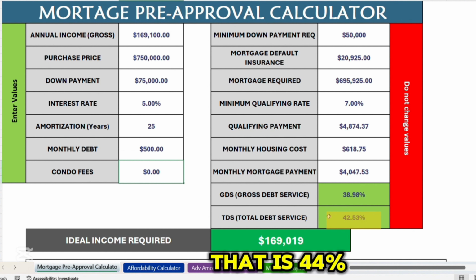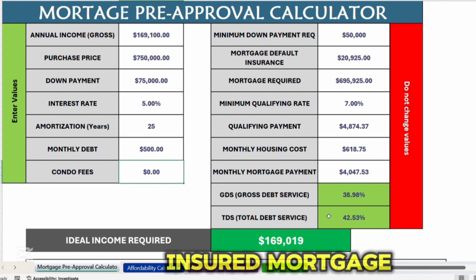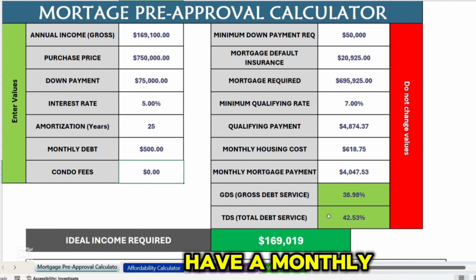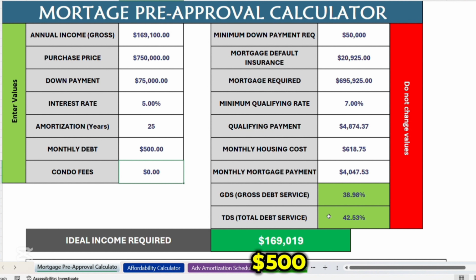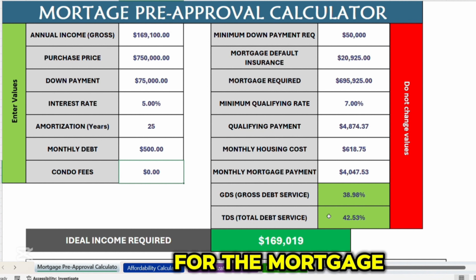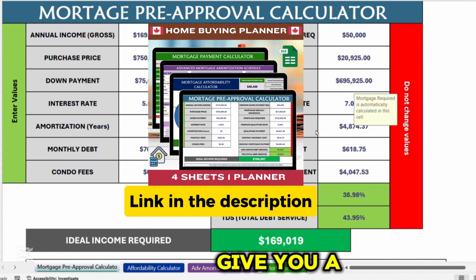that is 44%. So this example proves that if you are going for an insured mortgage, even if you have a monthly debt, or as per this example, a car loan of up to $500, you can still be getting approved for a mortgage. But here I just want to give you a heads up.